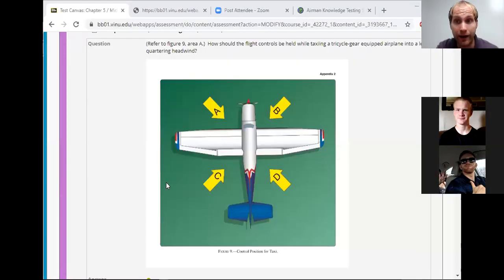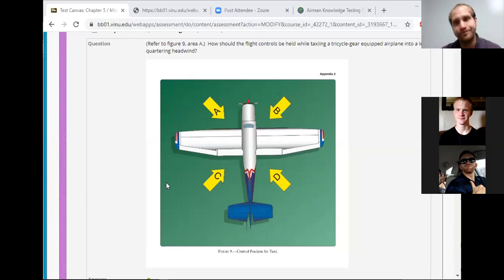And this is just another chance for us to apply that information. If we study the diagram, we see that we have a left quartering headwind. So I'm going to twist my yoke to the left, and I want to catch all the wind possible in my bucket. When I twist my yoke left, that raises the left aileron and drops the right aileron.